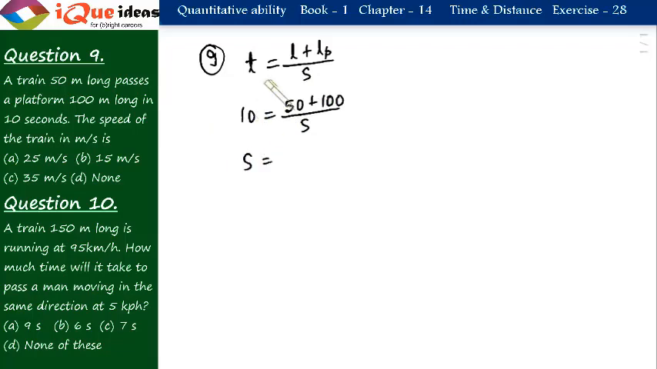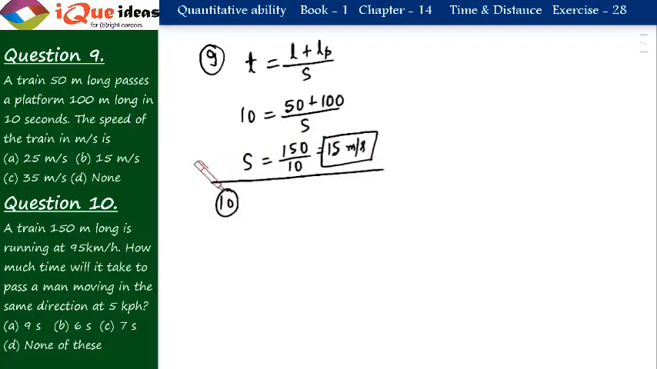So S is equal to 50 plus 100, which is 150, divided by 10, that is 15 meter per second. Okay. Now the question is asking in meter per second. So the answer is 15 meter per second. That's it. Alright. Question number 10.